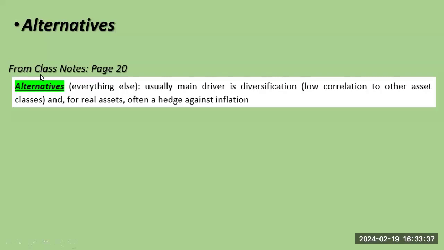So the main driver here is 2 things. When you're putting this on your exam answer, it's 2 things for alternatives. You buy them for diversification, and if it's a real asset like real estate or timber, you're also probably hoping for some inflation protection. So diversification, low correlation to other asset classes. You saw in 2022, the stock market dropped, bonds dropped, but oil was up. Commodities were up because of inflation. So they're the alternative of commodities. Those real assets helped you a great deal.